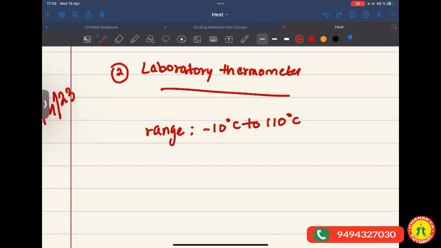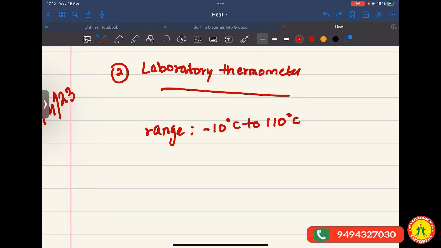The range doesn't matter, because even if you put a laboratory thermometer in your mouth, you'll get the exact reading, either from 37 or 42. The thing is, it's not convenient, as you told. It's very big and you can't just put it in your mouth.